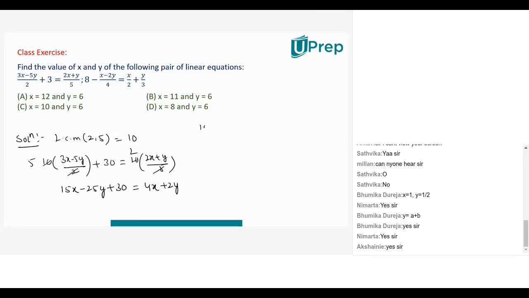So what do you have? 15x, 4x goes on the other side, becomes minus 4x, minus 25y, 2y goes on the other side, becomes minus 2y, plus 30 equal to 0. So 15 minus 4 is 11x. This is minus 25 minus 2, minus 27, plus 30 equal to 0 is your first equation.